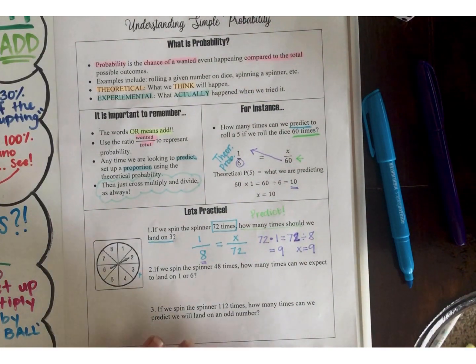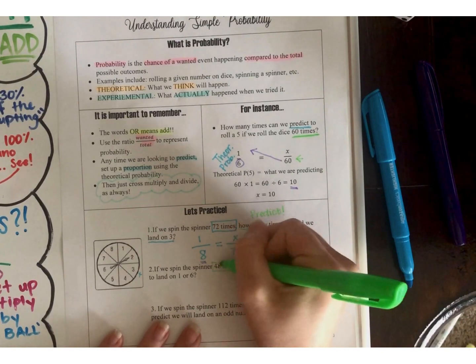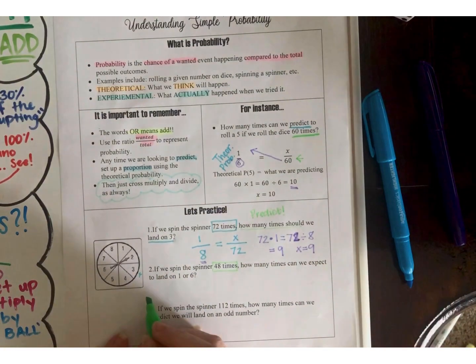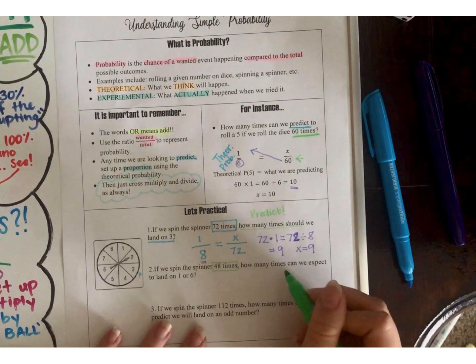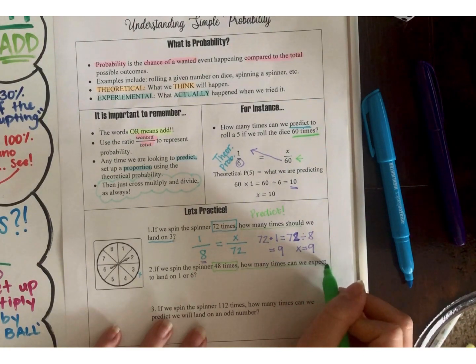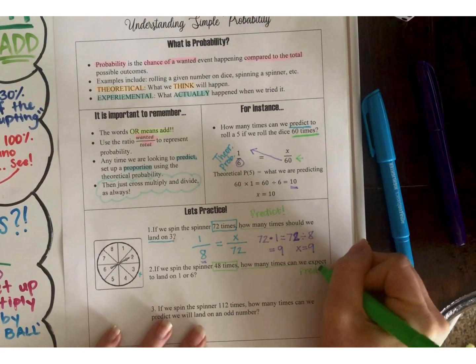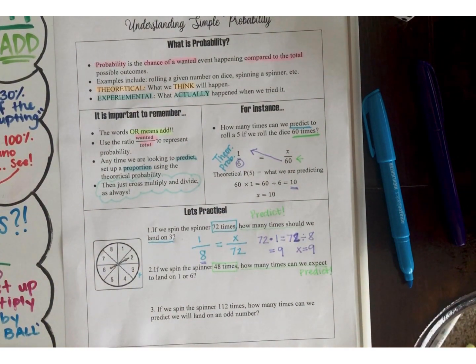If we spin the spinner 48 times, how many times can we expect to land on a 1 or 6? Again, we have a different vocabulary term right here, meaning predict, okay? It's asking how many times can we expect, okay? This is also key for predictions. All right, to land on a 1 or 6.